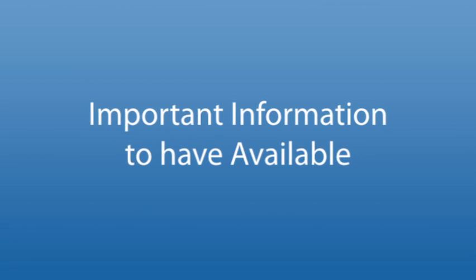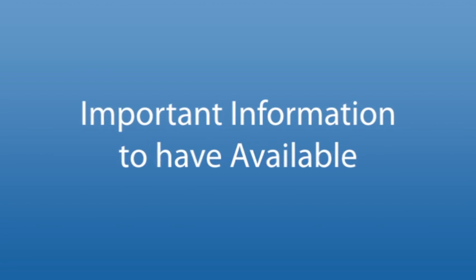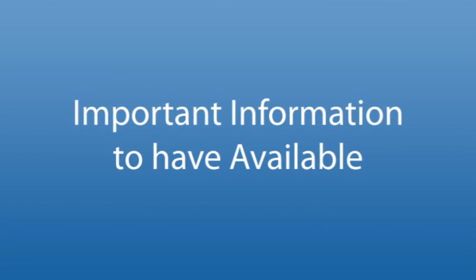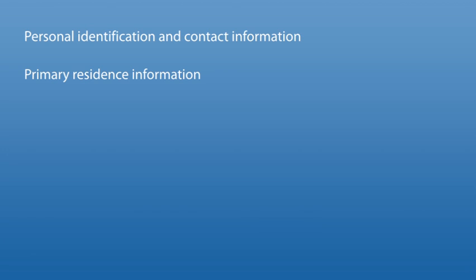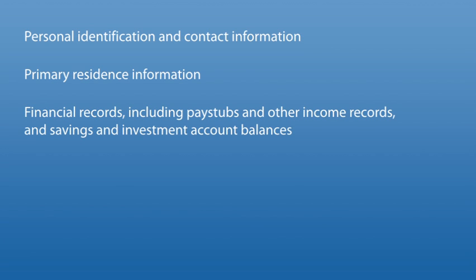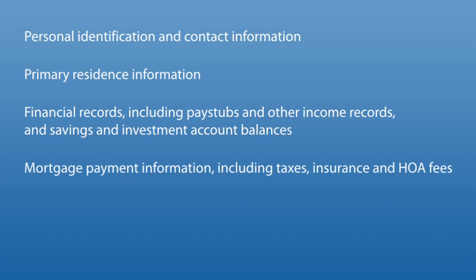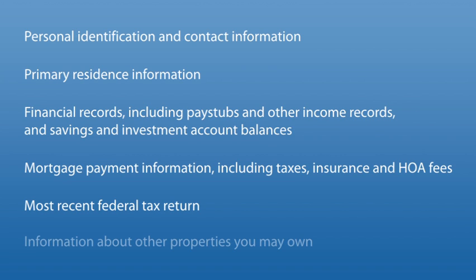Before beginning the RMA form, make sure that you have the following information readily available for both you and, if applicable, the co-borrower: personal identification and contact information, primary residence information, financial records, including pay stubs and other income records, and savings and investment account balances, mortgage payment information, including taxes, insurance, and HOA fees, most recent federal tax return, and information about other properties you may own.